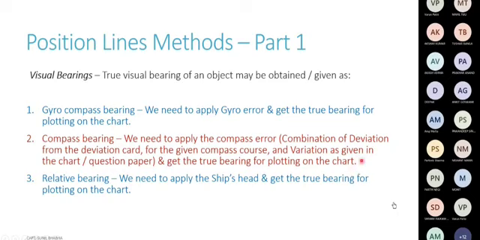Now the third method which could be used to provide us a bearing is by way of a relative bearing. A relative bearing is basically with reference to the ship's head. Compass bearings are given with reference to the compass north. A relative bearing is given with respect to the ship's head. So we need to apply the ship's heading to the relative bearing and get the true bearing for plotting on the chart.